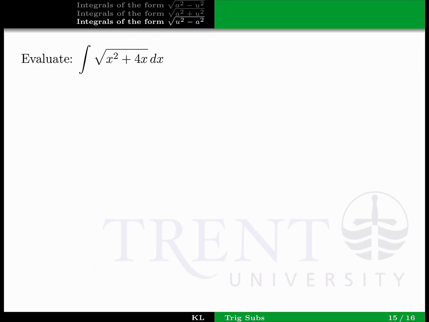This last example, I will leave it to you, and of course, you need completing the square in order to solve this before doing your trig substitution. So I'll leave this one as a practice. But in place of this example, I would like to do another example because for this one, this particular example, we will need this in our next topic.